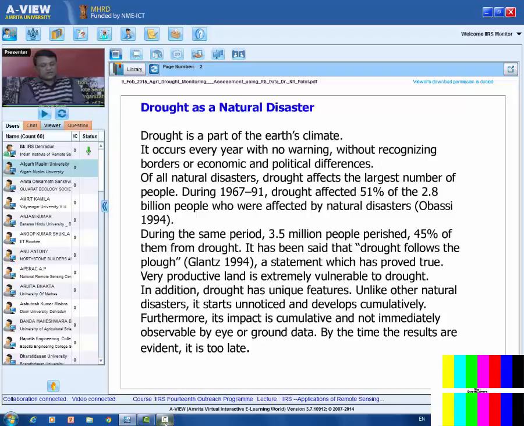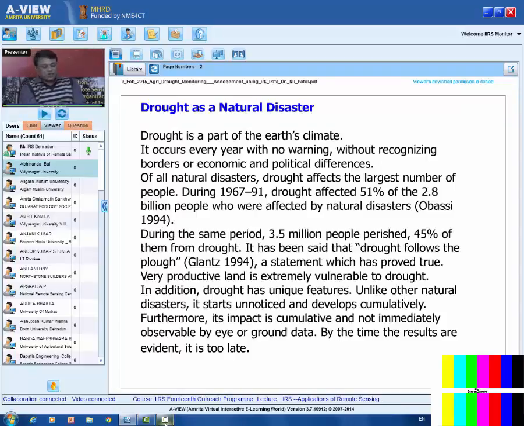It cannot recognize regional or political boundaries. One more interesting point about drought is that it affects a larger number of people in the world. So it is one of the most significant disasters of the last 2 decades. Drought follows the plough. That means those areas which are cultivated or more under cultivation are more vulnerable to drought. That is why drought develops slowly, onsets slowly and develops cumulatively.